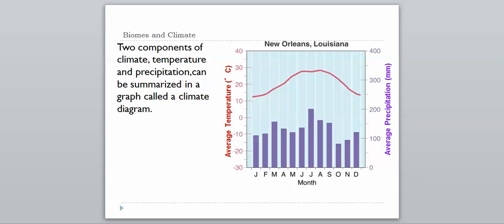Another way we can look at climate is with something called a climate diagram, and this will show us how much temperature and precipitation we have in a certain area. It shows our average temperature and our average precipitation throughout each month and things like that. So that's one way to illustrate the climates in our different areas.